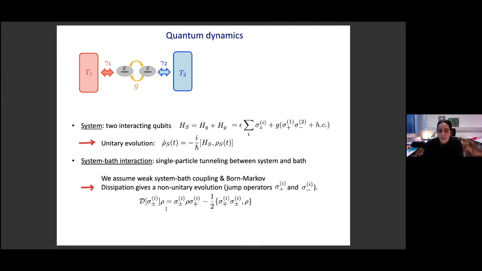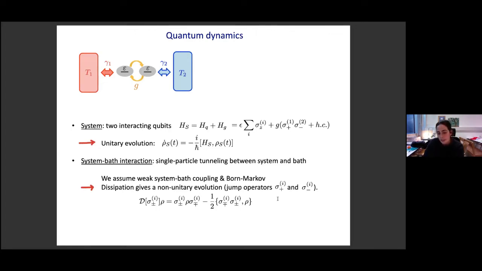And because g, the coupling strength between the two qubits, is weak, in this system your bath, for instance the red bath at temperature T1, will only see the left qubit. So the action of the bath onto the left qubit is described by local jump operators, sigma plus and sigma minus, which are the equivalent of the raising and lowering operators that we know for bosons, but here these are for fermions. They are just jumping-in and jumping-out operators.